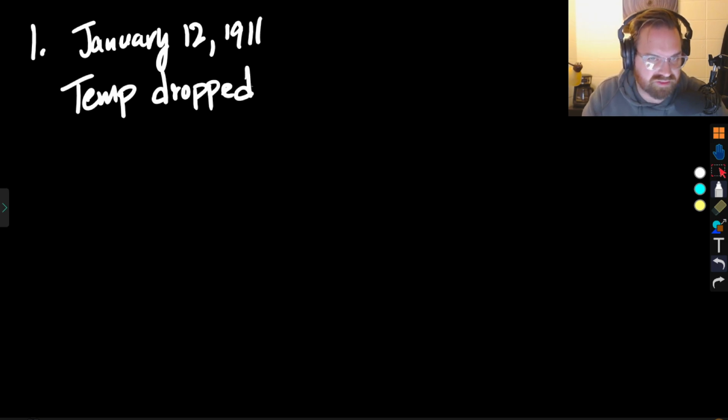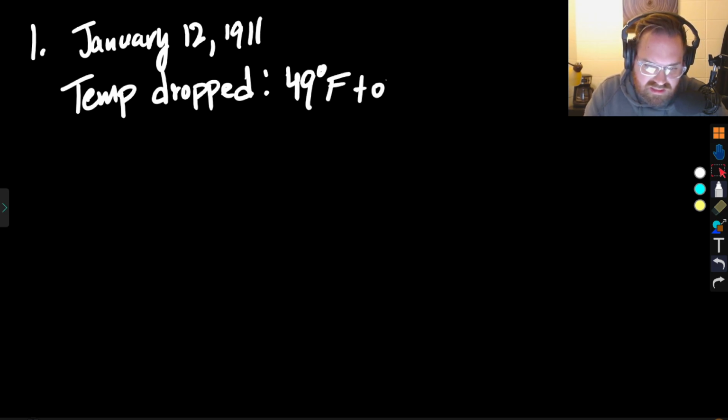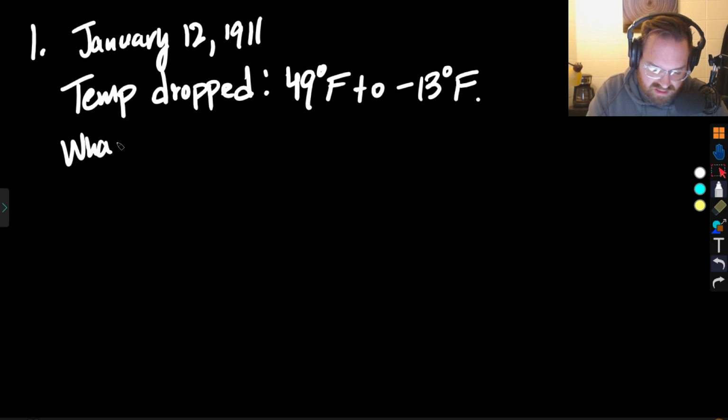So the temperature dropped. The location really isn't necessary, although I might not want to live in Rapid City, South Dakota, based on what I'm about to show you. It dropped from 49 degrees Fahrenheit to negative 13 degrees Fahrenheit. Good grief. 2-hour period? Holy cow. That's a lot of temperature change. So the question here is, what is the range?